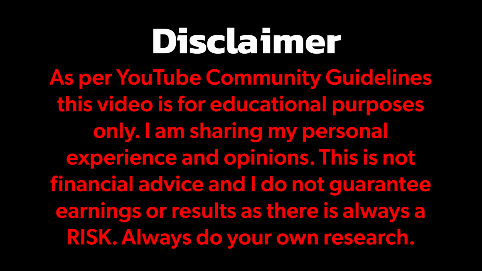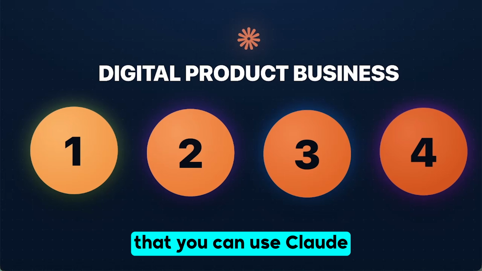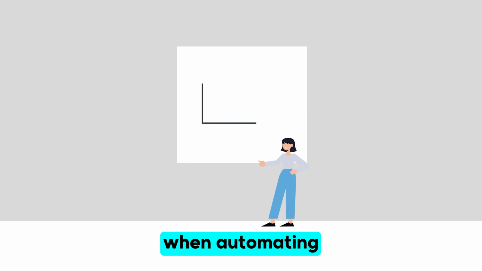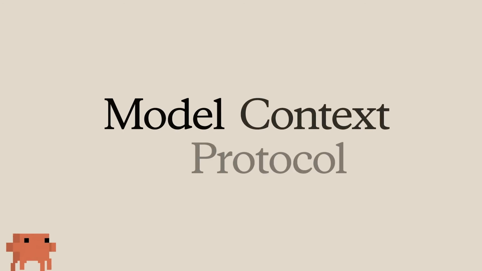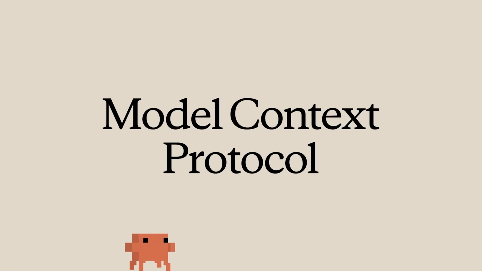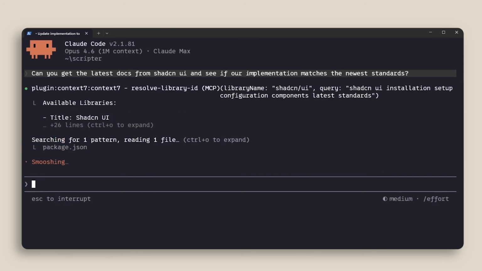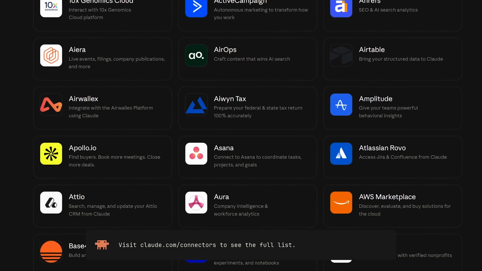end, because what I'm going to be doing is showing you 4 different ways that you can use Claude to assist you when automating the digital product sales process. And it all comes down to using something called a Claude MCP. Now, for those of you that's not sure as to what this is, an MCP is a way that you can use Claude to automate certain things that you're probably doing on a day-to-day basis.